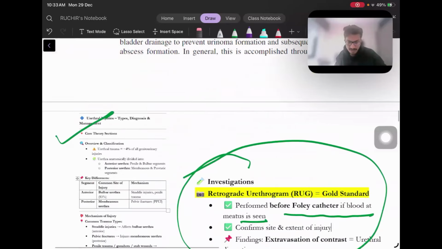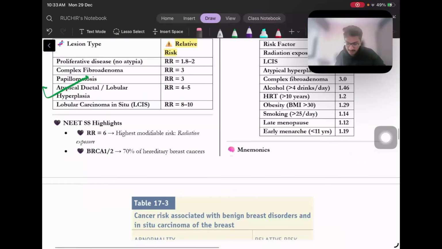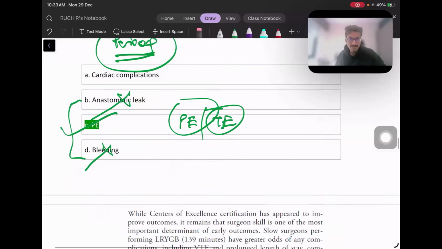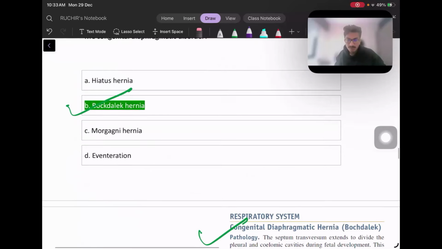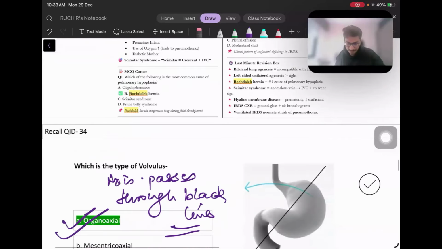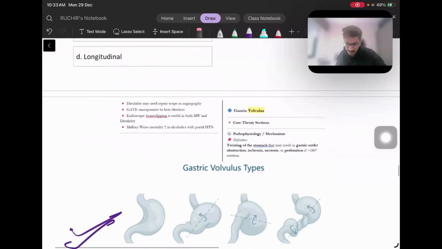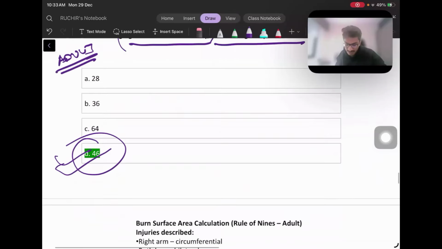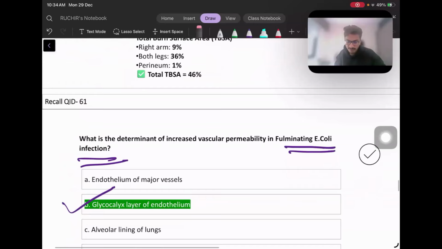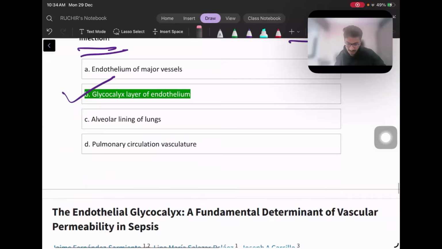Then you have the risk factor for breast cancer which increases the relative risk of breast cancer. It is ADH. Most common cause of perioperative death after bariatric surgery is pulmonary embolism or venous thromboembolism. The most common congenital diaphragmatic disorder among these is Bochdalek hernia. Then you have the types of volvulus asked with the axis passing through the black line, that is cardia and pylorus, that is organoaxial type. Circumferential right arm involvement, bilateral leg involvement, perineum: here, according to me, the answer would be 46. Determinant of increased vascular permeability in fulminating E. coli is the glycocalyx layer of endothelium.